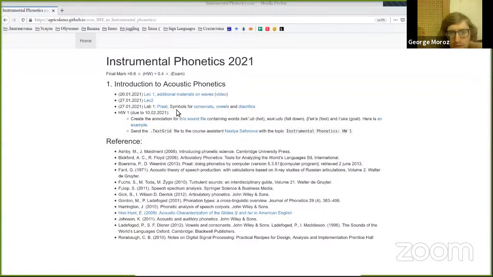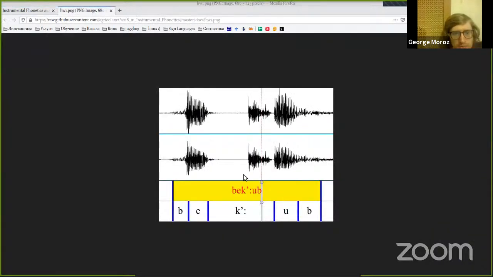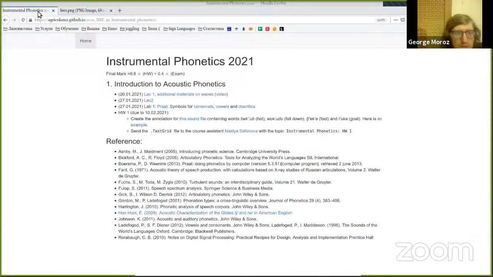Also, for the meeting after the next, you have two weeks for the homework, that is, create the annotation for sound files that contain the words backup, wukudu, and chika and tuka. And here is probably an example of what I want to achieve from you. So something like this. You annotate a word and you annotate each sound in it. And I expect that you will send a TextGrid to our course assistant, Nastya Safonova. Here is her mail with the topic instrumental phonetics. And this is homework for two weeks.